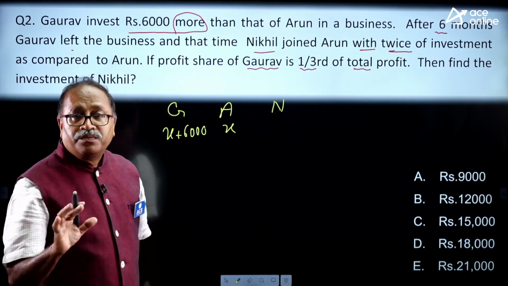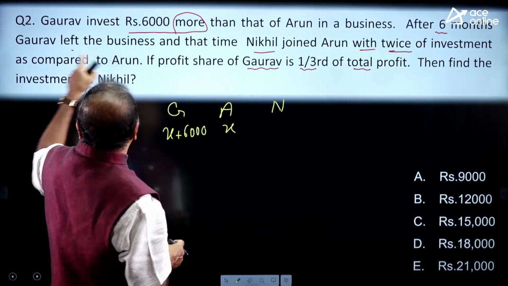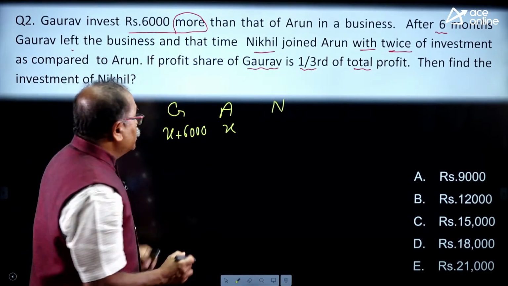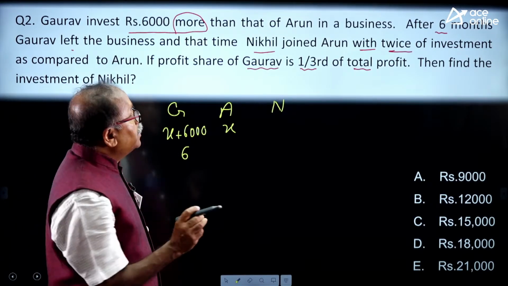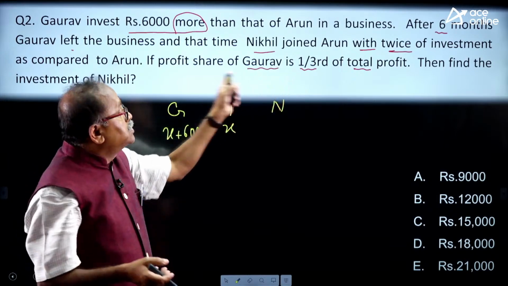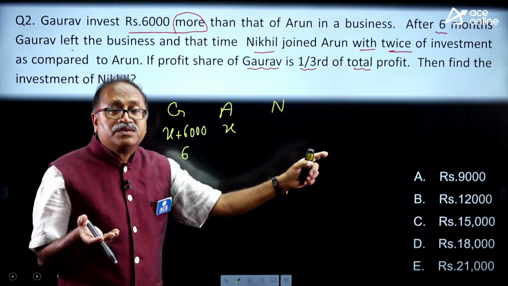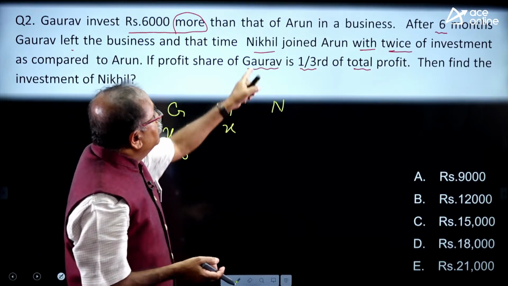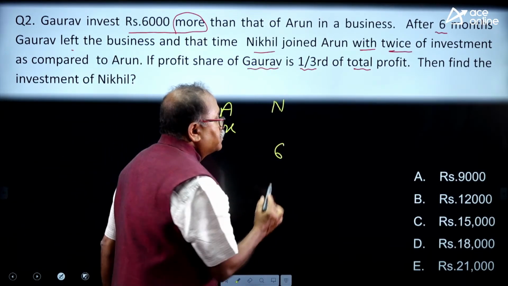Up to this we know, and we also know the time period. What is that? After 6 months Gaurav left. So that means Gaurav was in the business for 6 months. And at that time Nikhil joins. The total period is 1 year, nothing is mentioned, so we have to assume it is for 1 year. Then Nikhil was there for how many months? He was there for 6 months.